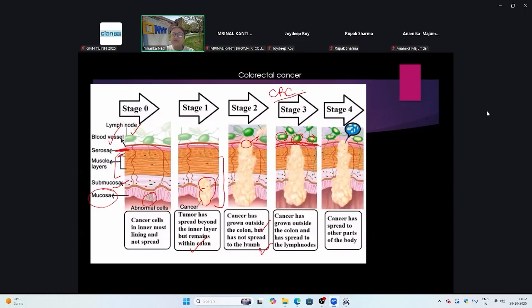And then the cancer spreads in the blood vessels at stage four, which has taken a certain amount of time. It goes to a different location and it has spread to a different location. So it's the same diagram explained to you.